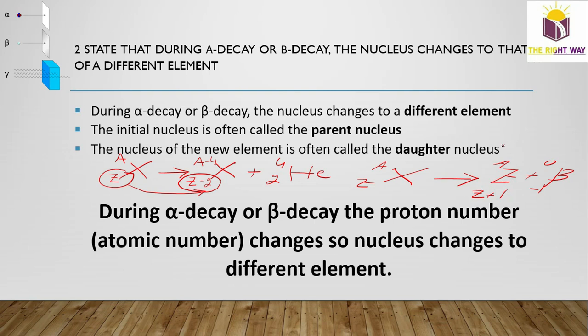In this case, when we get a beta decay, our neutron decays to form a proton and an electron. That electron is our beta particle, and our atomic mass remains the same because a neutron decays to form a proton. A neutron number decreases and a proton number increases. That's why our mass number remains the same, but our proton number, or the atomic number, increases. Mass number remains the same, atomic number increases by 1. So when the atomic number changes, the element changes. So during a beta and the alpha decay, the proton number, atomic number changes, so the nucleus changes to a different element.